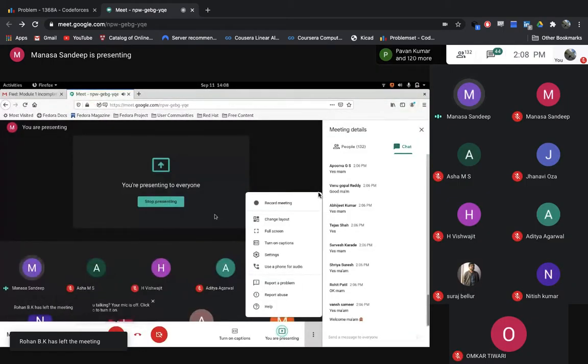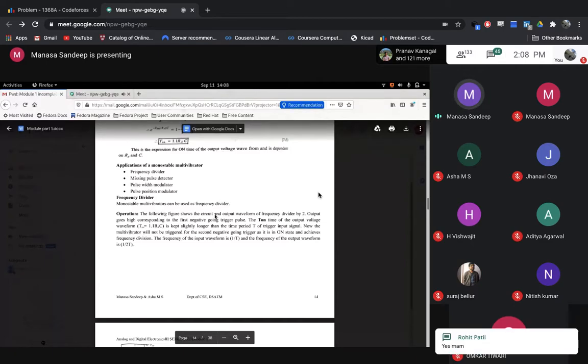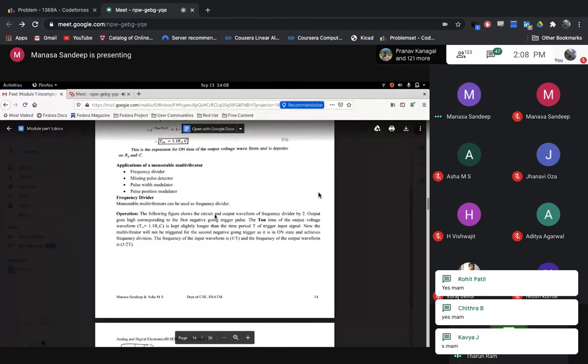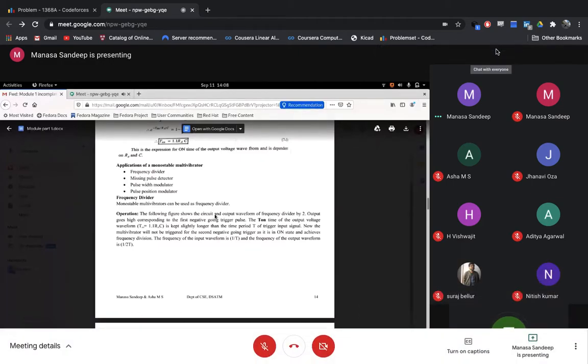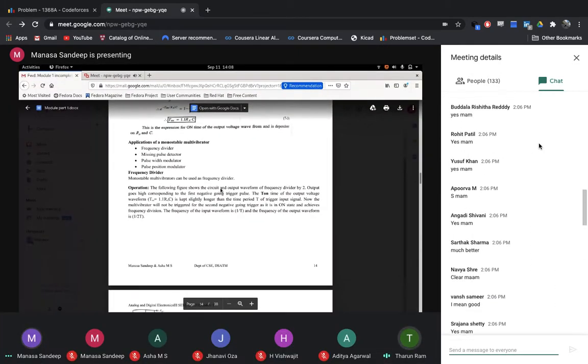So, guys, what about screen sharing? Is the screen visible for you now? Yeah, so the screen is visible, right? So I think I can. Okay, so Tarun Ram, can you please mute?